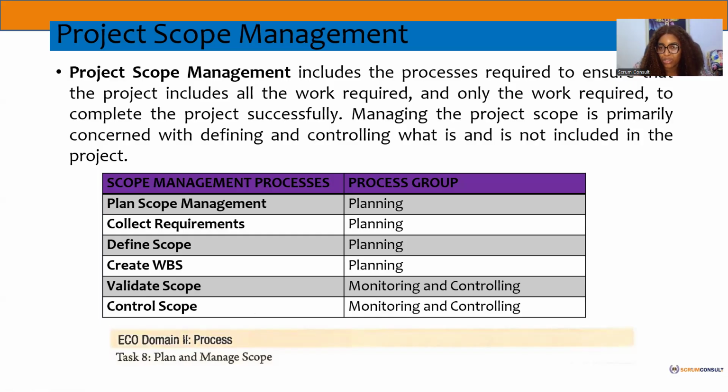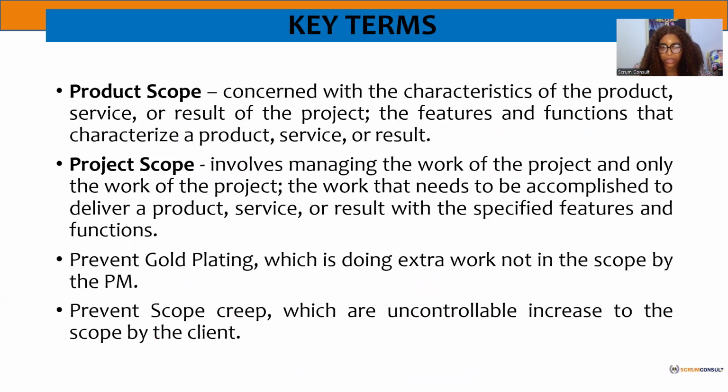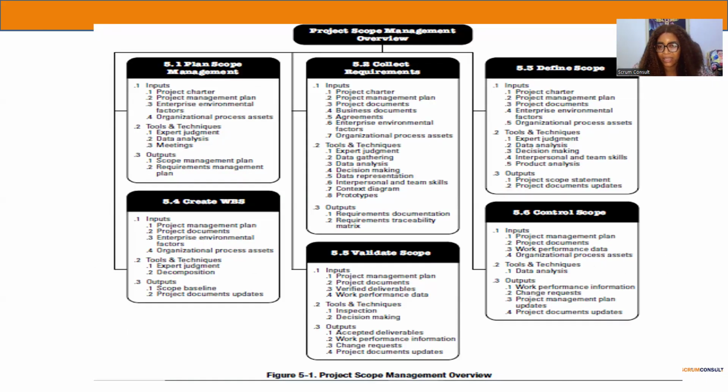So everything that has to do with scope is actually at the planning phase. And of course, validating, verifying, and controlling is always for the monitoring and control phase. Okay, having said that, we usually have what we call the product scope and the project scope. Project managers, what is the difference between the product scope and the project scope? What do you understand by the product scope and the project scope? Let's even define it before we look at the difference.